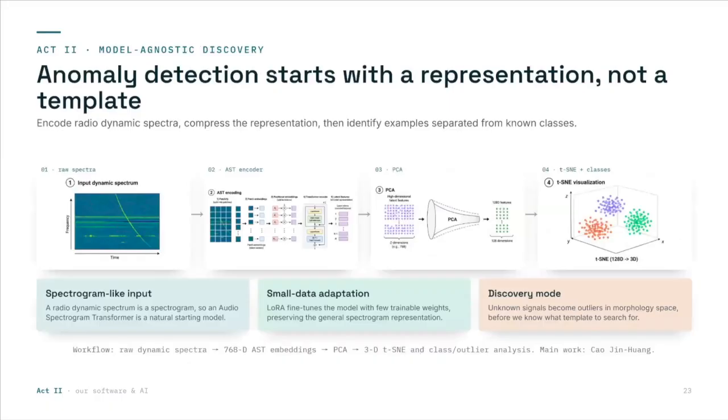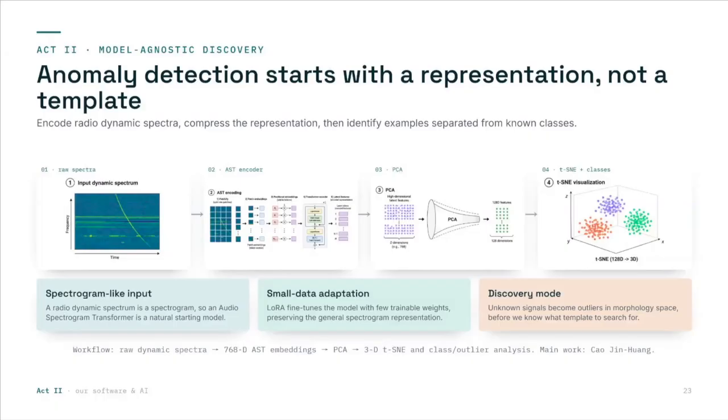So the first step is to learn representation. The radio dynamic spectrum has time on one axis and frequency on the other. This makes the Audio Spectrogram Transformer a useful starting model. We pass each dynamic spectrum through the AST encoder and obtain an embedding. Then we use LoRA for small data adaptation. This updates only a small number of parameters. And after that, we compress the embedding with PCA and use t-SNE to visualize.